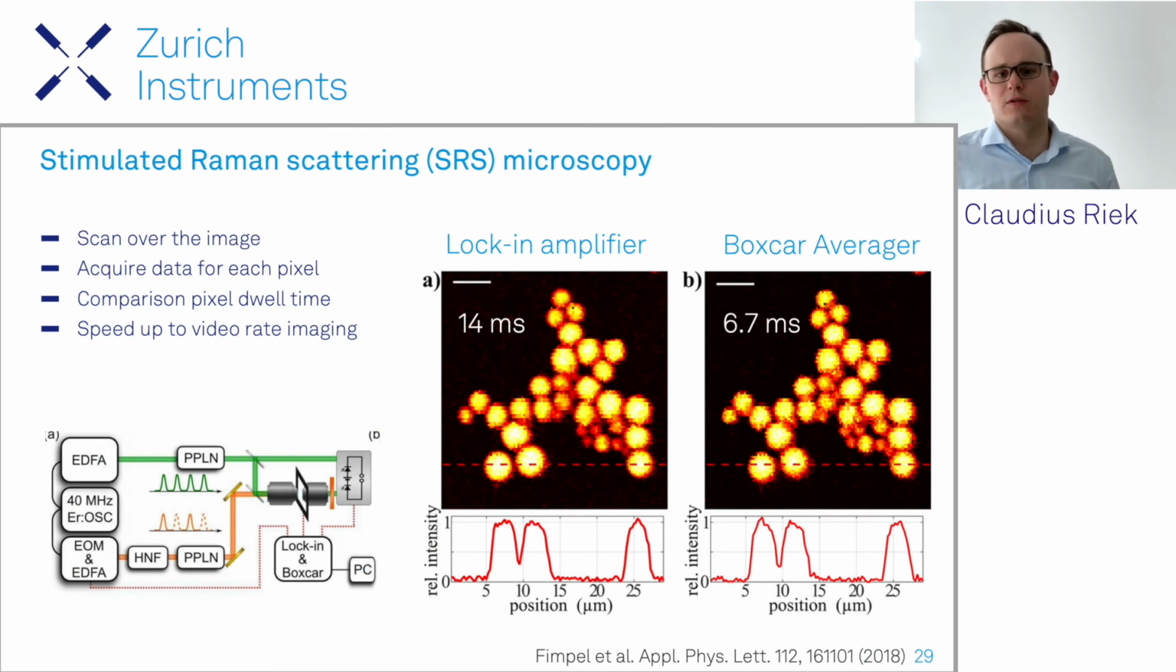And with that, we go to the final example: stimulated Raman scattering microscopy. There we scan over the entire image, and the data was acquired pixel by pixel. The interaction was pretty small, because quite small beats were used in this experiment. What we can do in the end is compare the pixel dwell time at the same signal to noise ratio. You can compare this on the lower right hand side from those cross sections. They are very comparable, but for the lock-in amplifier it took 14 milliseconds to take this data, and for the boxcar averager the image was taken twice as fast.